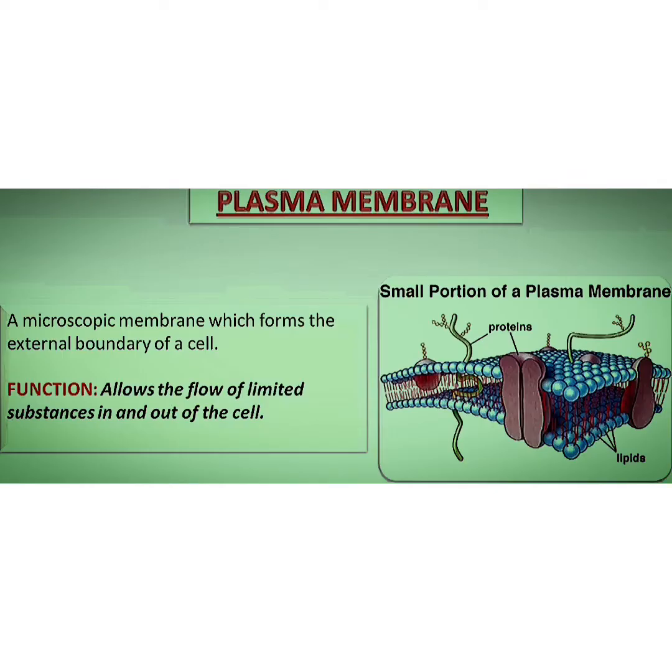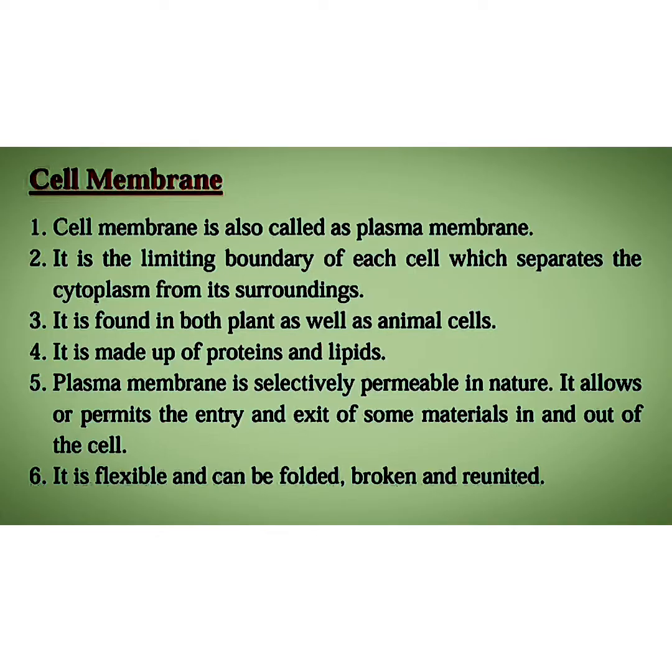Plasma membrane. These are microscopic membranes which form the external boundary of a cell. The main function is to allow the flow of limited substances in and out of the cell. The cell membrane is also called the plasma membrane. It is a limiting boundary of each cell which separates the cytoplasm from its surroundings. It is found in both plant and animal cells. It is made up of proteins and lipids.